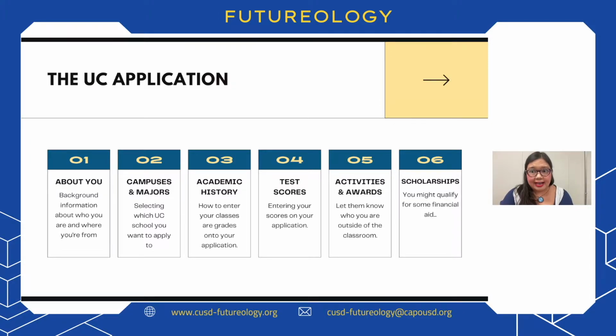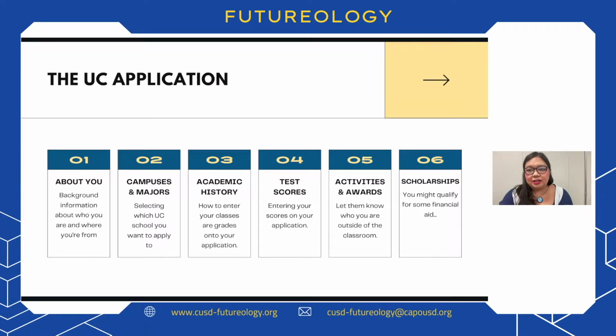The third section is academic history, and this is the lengthiest part, in my opinion, of the UC application. This is your time to enter in your A through G classes between 9th grade to the present. You'll also be entering your in-progress coursework as a senior and also courses you have planned.